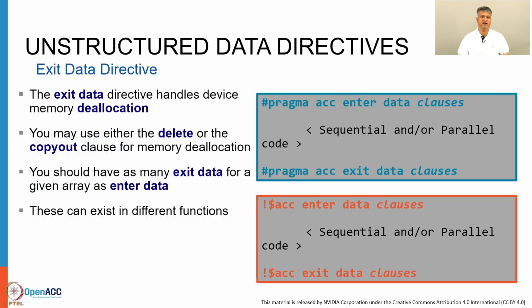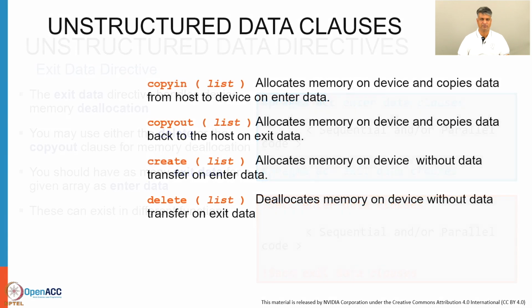The exit data directive handles device memory deallocation. You may use this with either the delete or copyout clause for the memory deallocation. You should have as many exit data directives for a given array as you have enter data directives. This is sort of balancing the books. The enter data directive takes the data from the host to the device. The exit data directive takes the data back from the device to the host. These can exist in different functions. So it allows the data to remain in the memory of the device for as long as you need it. And this can be pretty useful in minimizing the number of data transfers.